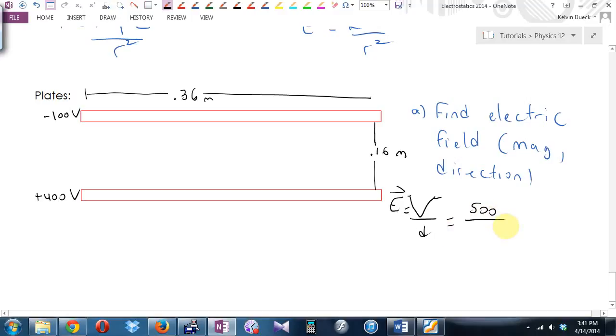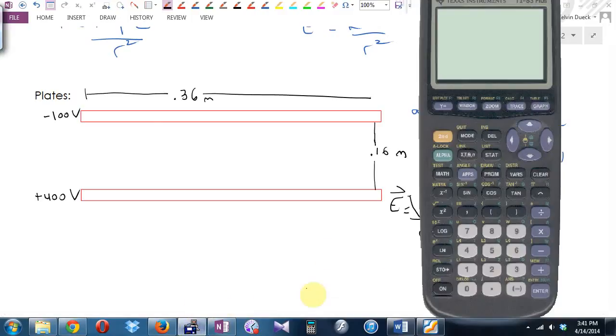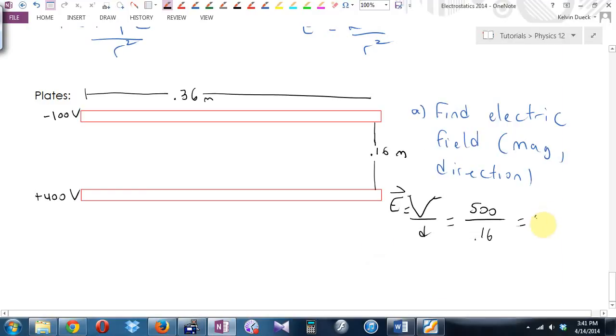On your test, I'll always give you both of those distances on purpose. Do you divide by how long the plates are or how far apart they are? How far apart they are. So it's going to be divided by 0.16. We would say this has an electric field of 500 divided by 0.16, 3,125 volts per meter or newtons per coulomb.